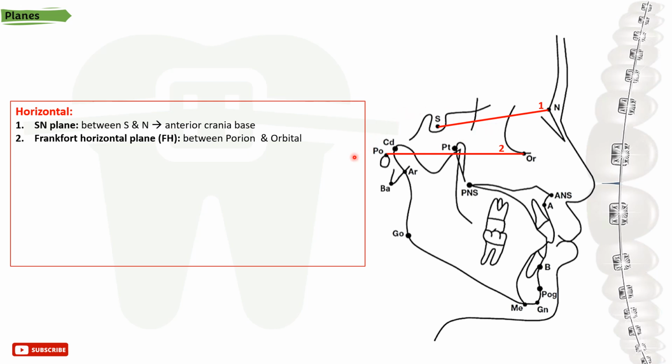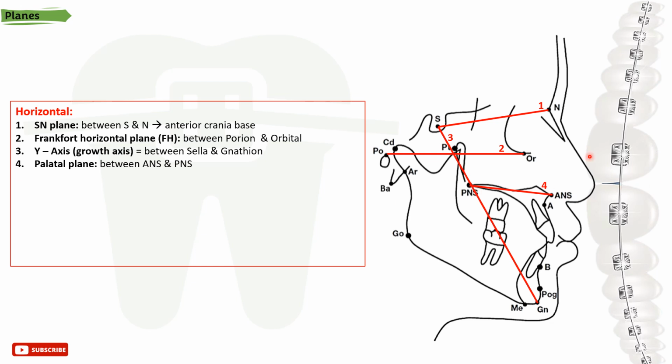Frankfurt horizontal plane extends between porion and orbitale. Y-axis, or the growth axis, extends between sella and gnathion. Palatal plane extends between anterior nasal spine and posterior nasal spine.